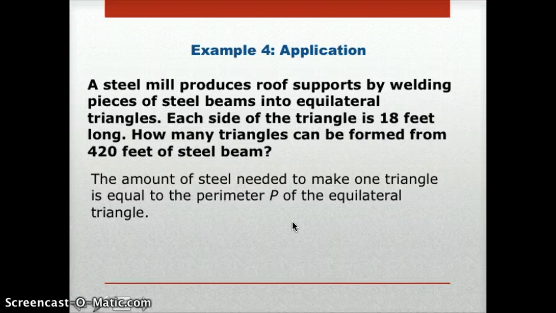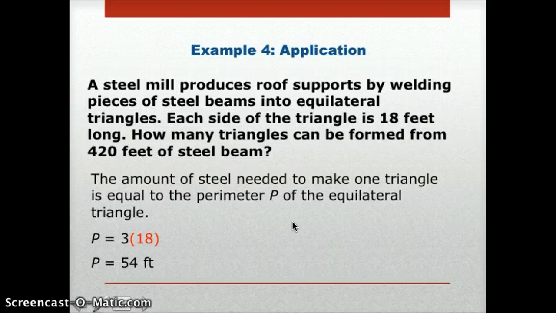So for perimeter, we're going to add up the sides. Well, it's a triangle, so there are 3 sides. And if it's equilateral, it means they're all the same. So the perimeter we could find by saying 3 times 18. So the perimeter of one triangle, or the amount of steel needed for one roof support, is 54 feet.